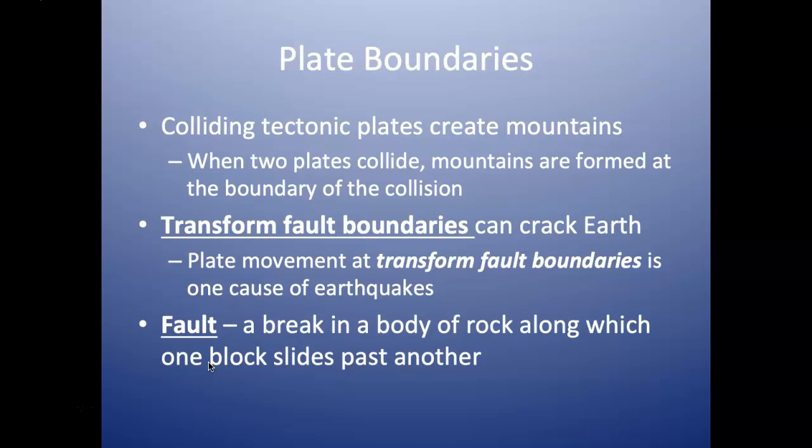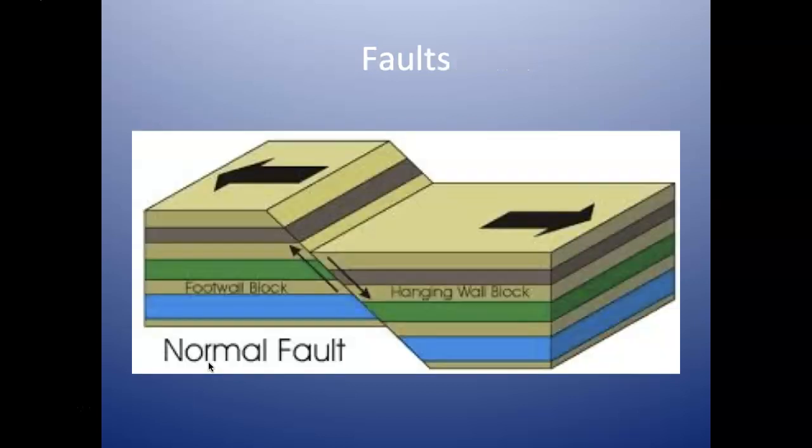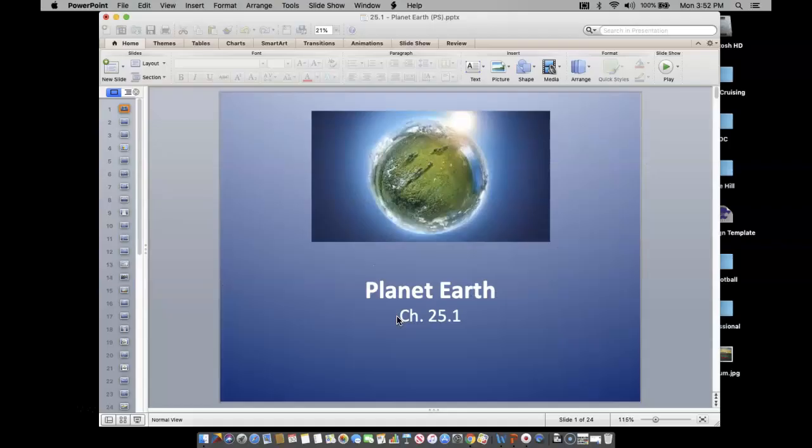So when we talk about a fault, it's usually a break in a body of rock along which one block slides past the other. And this is where we get our huge volcanoes. What you usually find in faults is two plates that were connected to each other, maybe pushing up against each other or sliding past each other. But when that plate gives and one slides past the other, the footwall and the hanging wall, we usually have large earthquakes sent out from those regions.